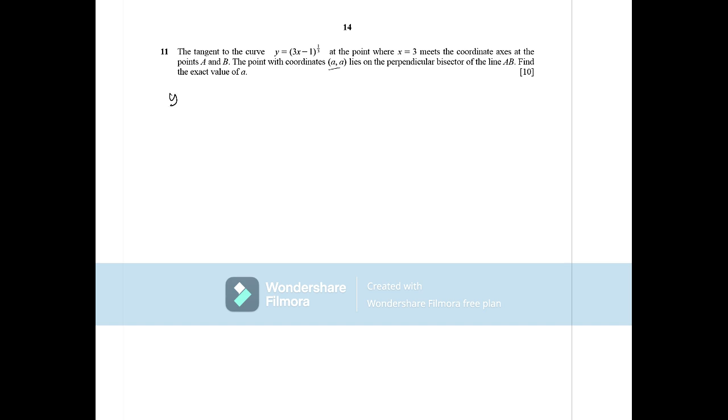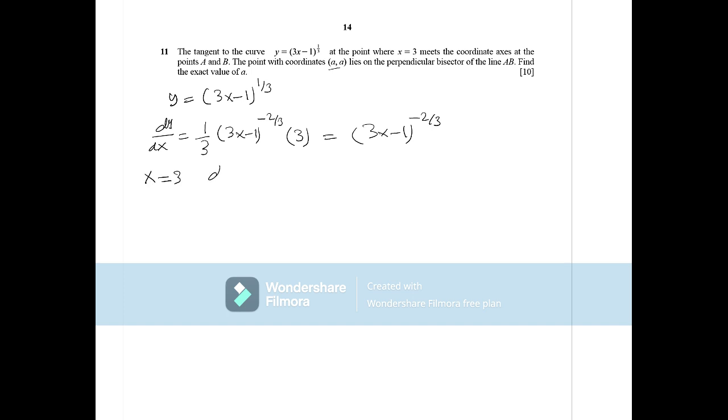Okay, so your y is equal to (3x minus 1) to the power 1 by 3, and your dy by dx is equal to 1 by 3, (3x minus 1) to the power negative 2 by 3, into 3, which in final answer would be (3x minus 1) to the power negative 2 by 3. At x equals 3, your dy by dx is (9 minus 1) to the power negative 2 by 3, which is nothing but 1 by 4.